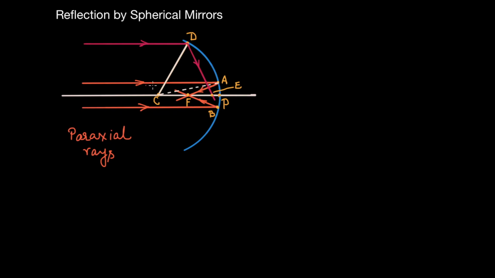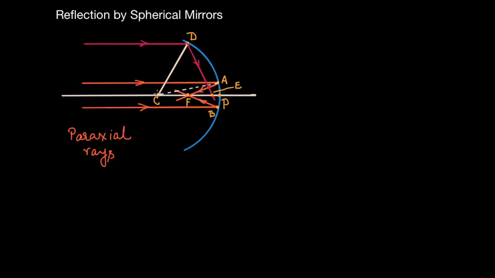When the rays are paraxial, meaning they're close to the pole, they get reflected and all of them meet at one single point known as the focus of the mirror. Now, the assumption of paraxial rays is important because if the rays are not paraxial, so let's look at this ray here, which is not close to the pole. The orange rays are close to the pole, but this ray in pink is far away from the pole. What happens when this ray of light is reflected?